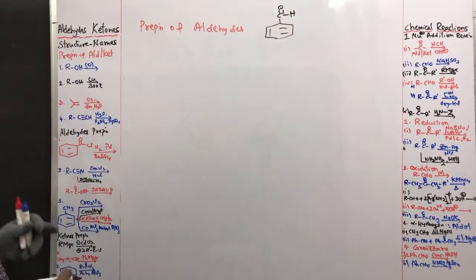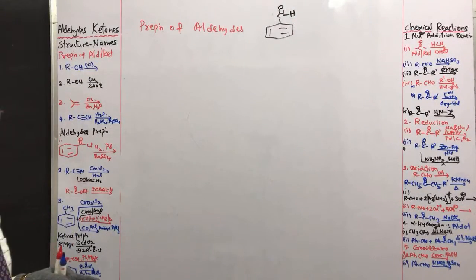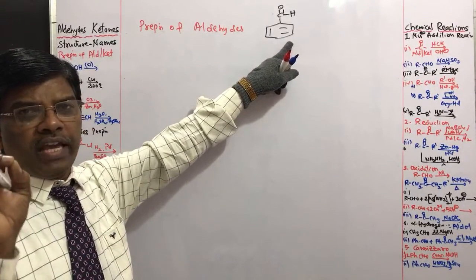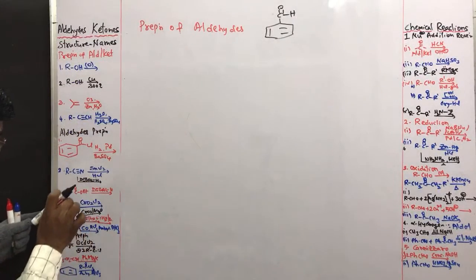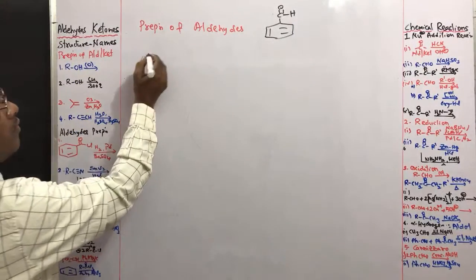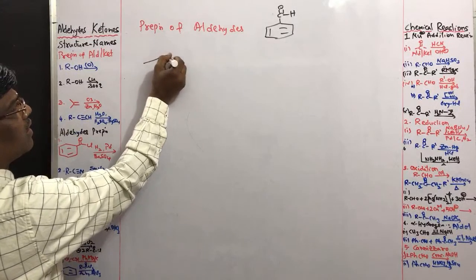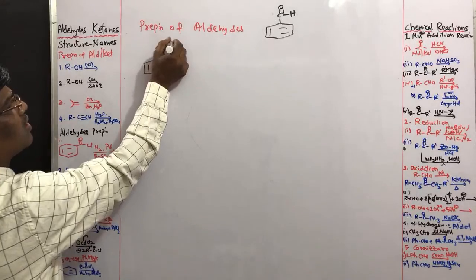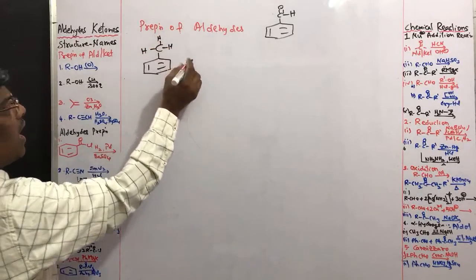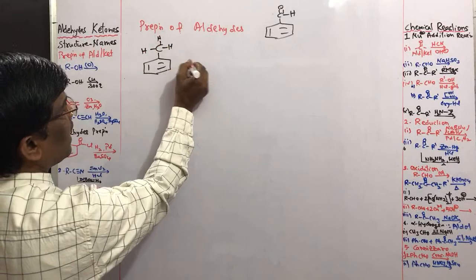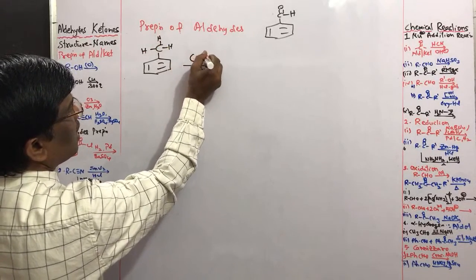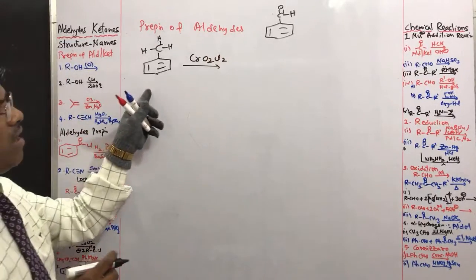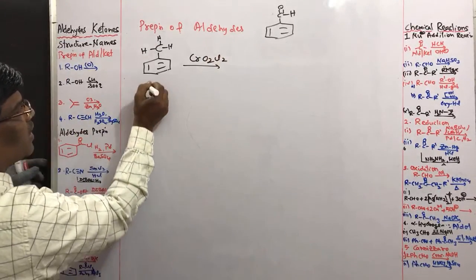So there are 4 types of reactions available for the preparation of benzaldehyde from toluene. Let me take one by one. When I take toluene, this is toluene, students, and treat it with chromyl chloride, CrO2Cl2, chromyl chloride. This name reaction is Etard reaction.